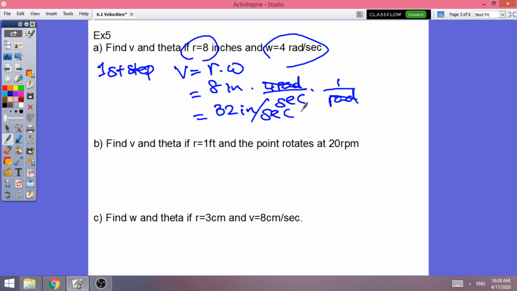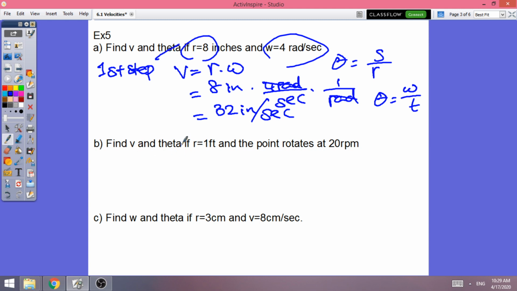Okay, so in order to find theta, theta can be found by using arc length, which is S over R, or theta can be found by using the angular velocity, W times the time. But here's the problem. It looks like the arc length is not given. The time is not given. So that means theta cannot be found.